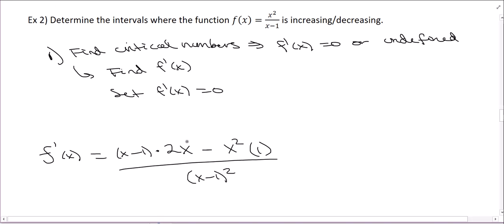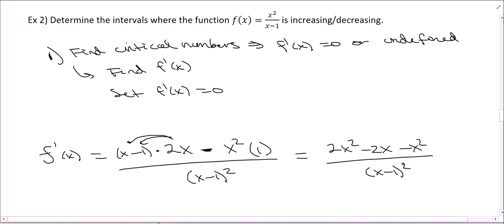Again, be careful not to say, oh, I can cancel this x minus 1 with this x minus 1. You have a big subtraction here, so you have to simplify that numerator first. So let's distribute this 2x in. So I'm going to have 2x squared minus 2x, and then minus x squared, over x minus 1 squared.